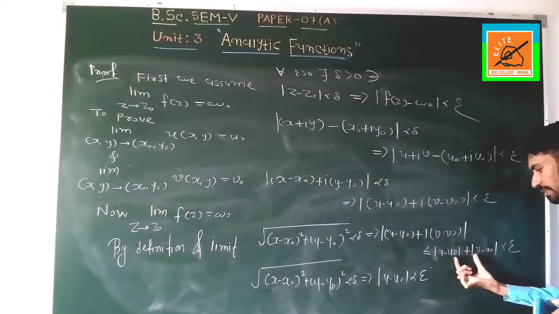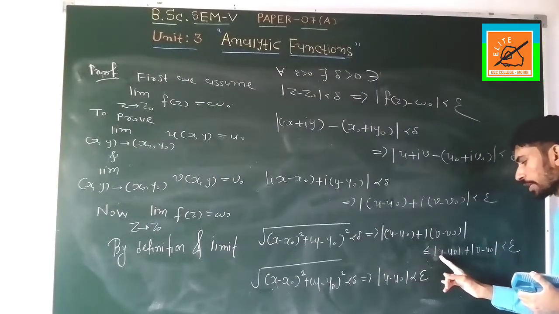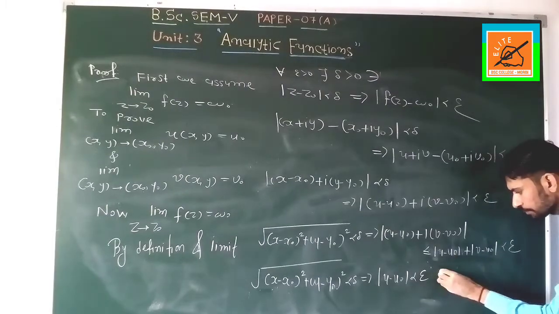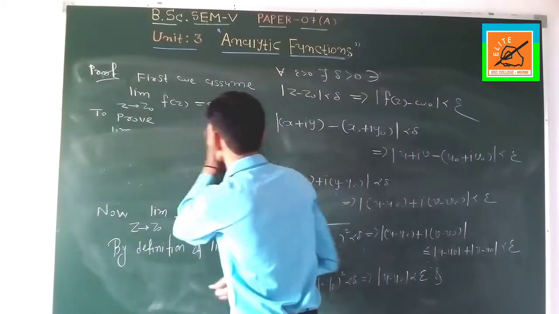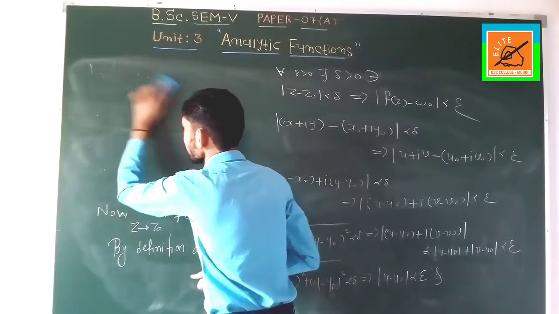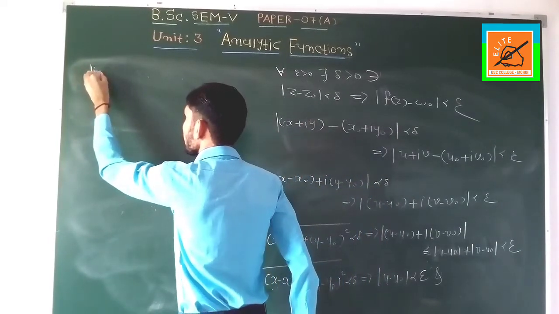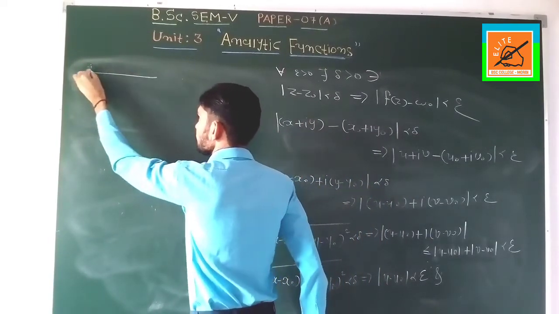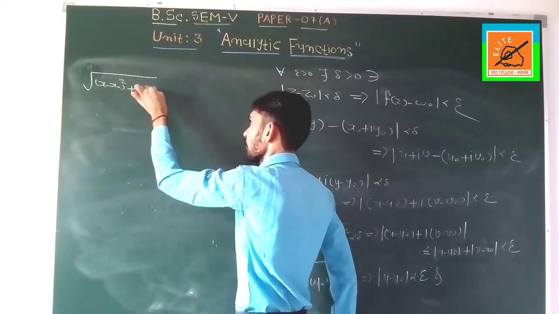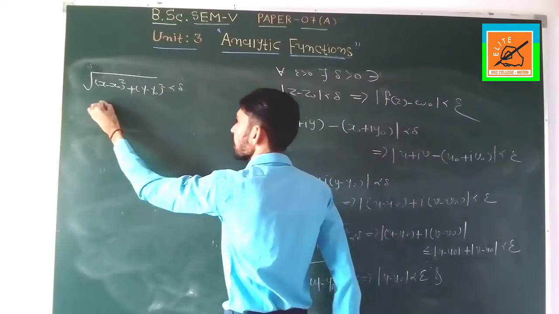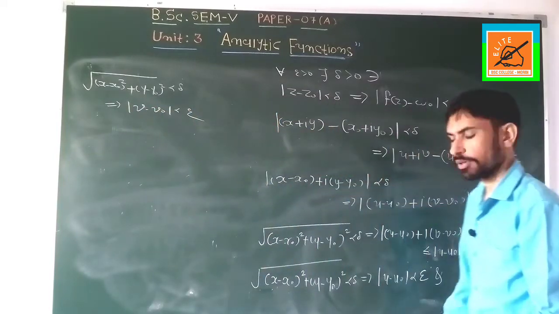મિત્રો બંને ટર્મ્સનું એડિશન લેસ ધેન એપ્સિલોન છે, તો બંને ટર્મ્સ એપ્સિલોન કરતાં નાની હશે. So we write as the modulus u minus u0 less than epsilon, and limit and under root x minus x0 square plus y minus y0 square less than delta implies mod v minus v0 less than epsilon.